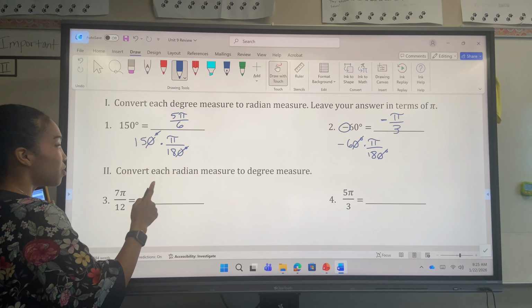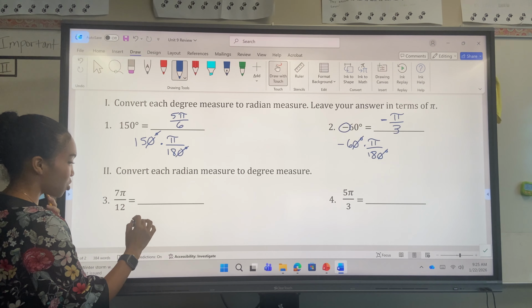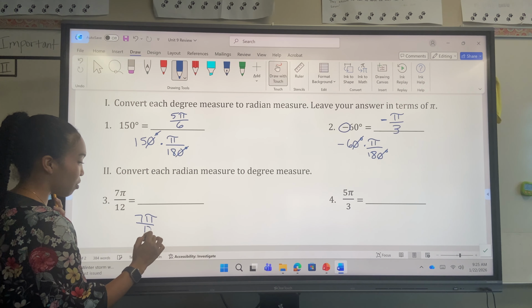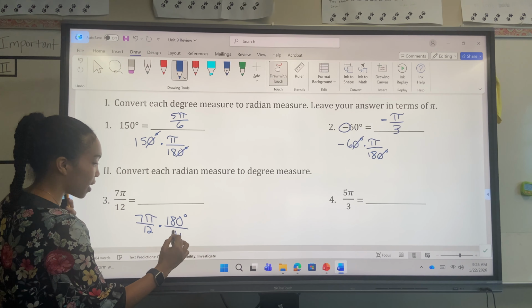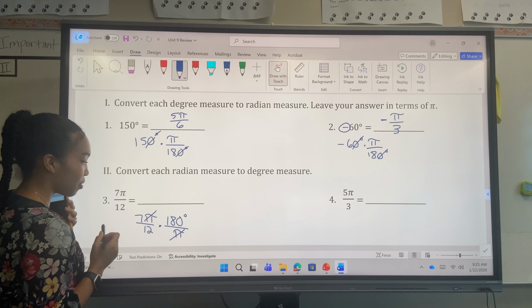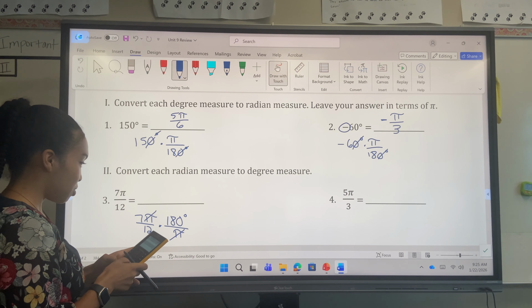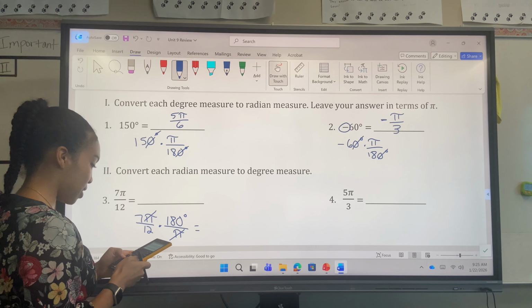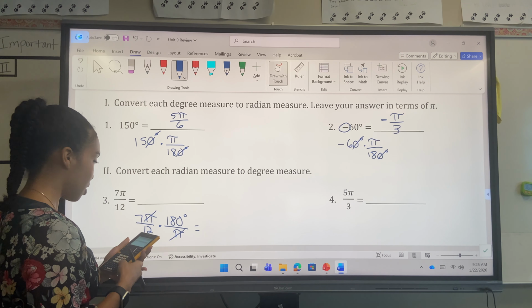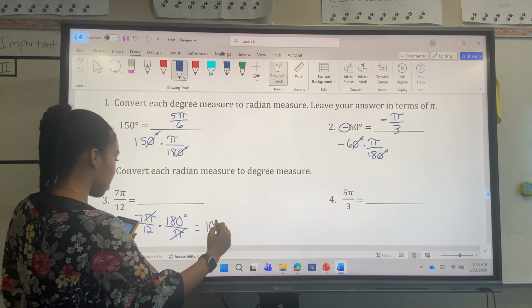Now we're going to convert the radian to degrees. So I have 7 pi over 12. I'm going to multiply by 180 degrees over pi so that the pi's can cancel out. 7 times 180 divided by 12 is 105 degrees.